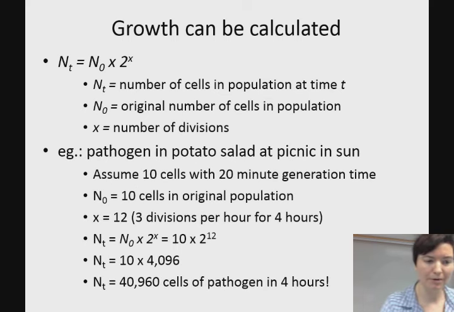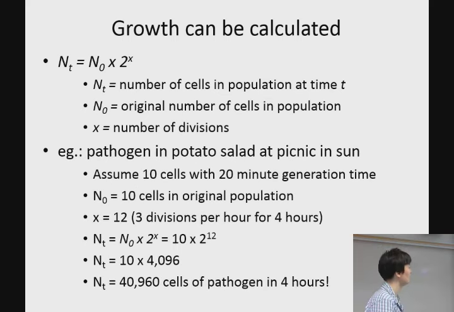So how can we figure this out? Let's take an example of a potato salad at a picnic. And let's suppose the potato salad initially has 10 cells in it. These 10 cells have a 20-minute generation time, much like E. coli. So what is our N0?